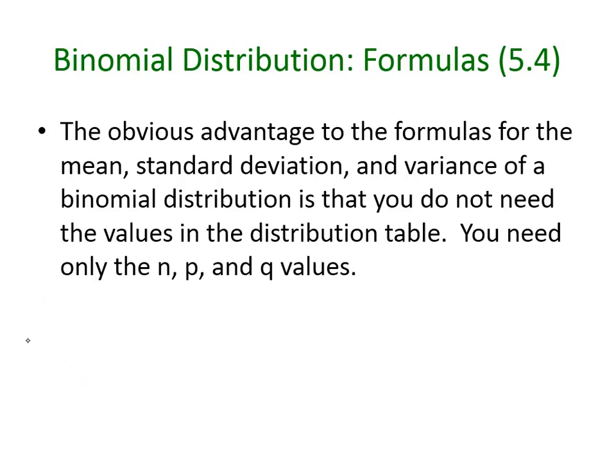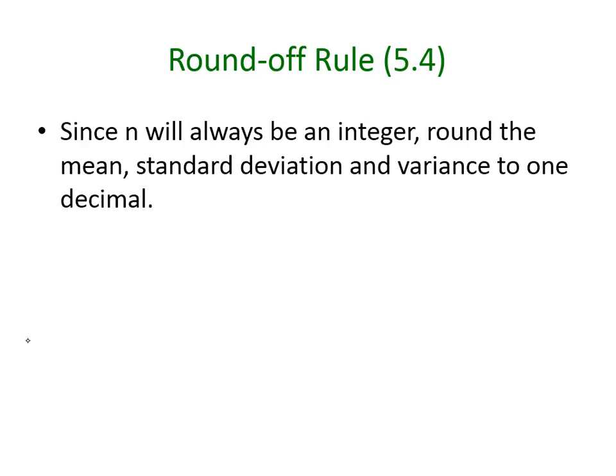The obvious advantage to the formula for the mean, standard deviation, and variance of a binomial distribution is that you don't need the values in the distribution table. All you need to know is the number in the sample, the probability of success, and the probability of failure. Since n will always be an integer, you're going to round the mean, standard deviation, and variance to 1 decimal, because that's 1 more than what the original data had, and our original data was an integer.